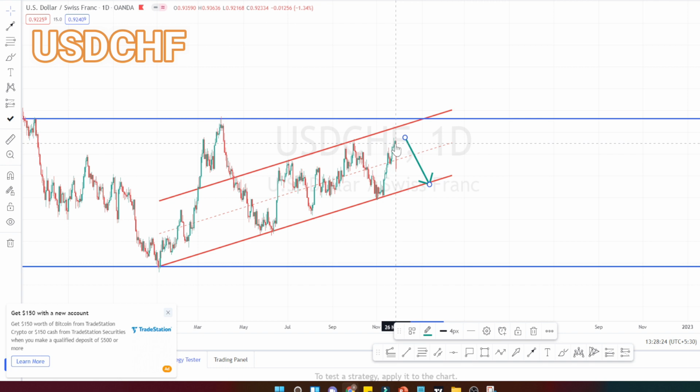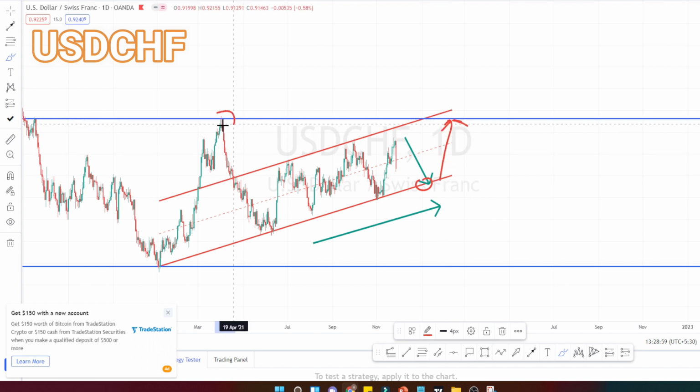Price has tested this level, and currently it is retracing to test this bottommost support line of the channel pattern. But still, the overall, when we look at the price action, it is in a bullish trend. As long as this channel pattern is holding, the bullish trend will continue. I am expecting it to take support on the bottommost support line of the channel pattern and retrace and test this previous resistance level. It has been acting as a very strong resistance previously also.